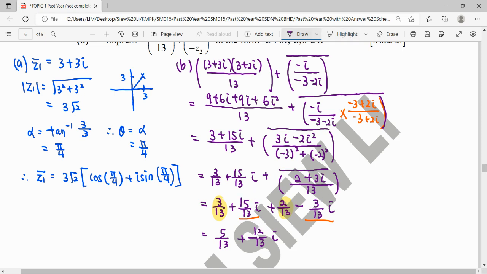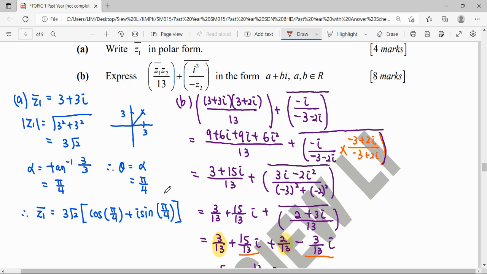So what is important here? For question A, state out the conjugate of z1. This is your basic. And then we find the modulus, concept of finding modulus, and concept of finding argument. Lastly, express it in polar form.